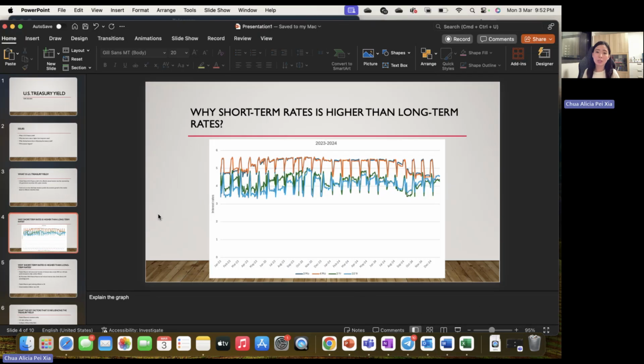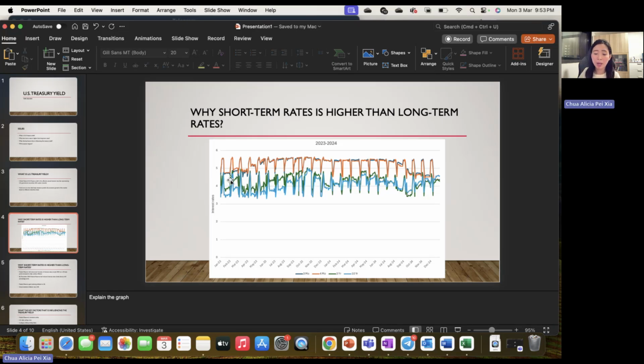Next, we will discuss why short-term rates are higher than long-term rates. Below is the graph extracted from the US Daily Treasury website. It is made up of 3 months and 4 months as short-term rates, with 3-year and 10-year being the long-term rates. As you can see, the orange stands for 4 months and the dark blue stands for 3 months. The 3 months and 4 months don't have any huge fluctuations. They are equally similar.